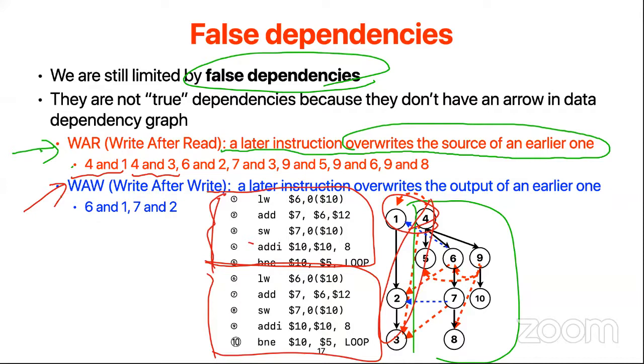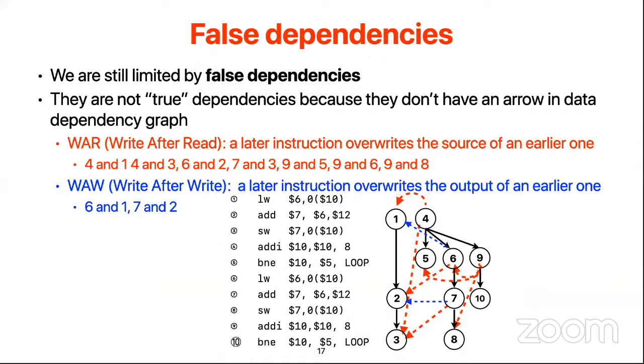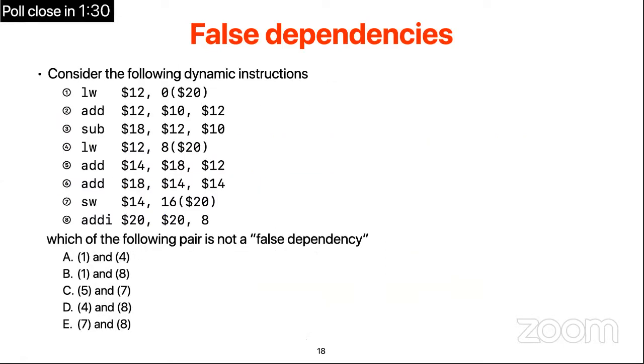So if you have this kind of false dependency, you cannot reorder them in your code because one of the outputs is going to be gone. So the false dependency is limiting our capability of reordering. So right now I want you to identify which are the false dependencies, or which one is not a false dependency?